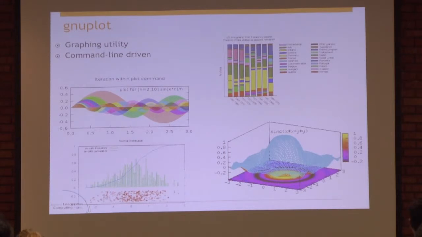Gnuplot is another tool. Like I said, it's primarily command line driven, and it's a graphing utility. So it's for looking at more statistical data as opposed to structured physical data sets. And so for doing things like histograms and different bar chart type stuff like that, it's really good.